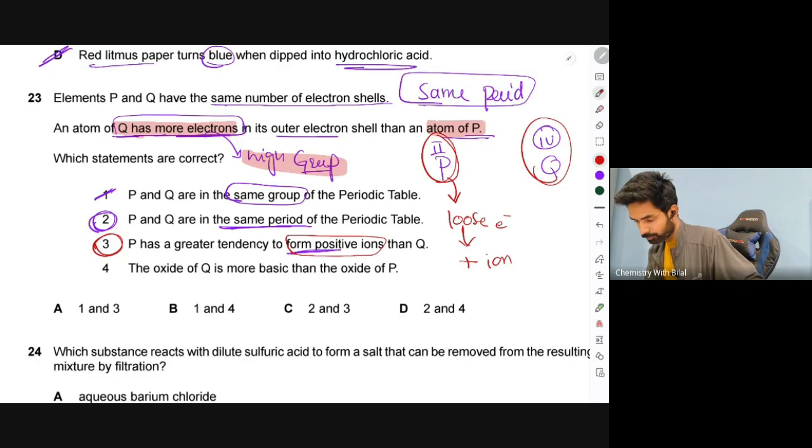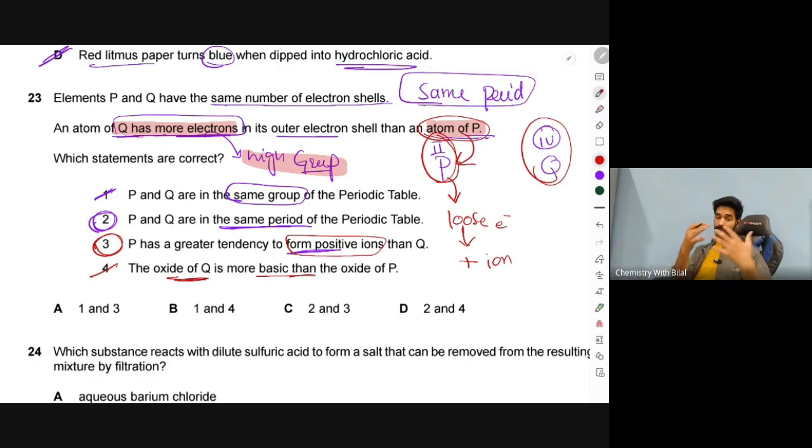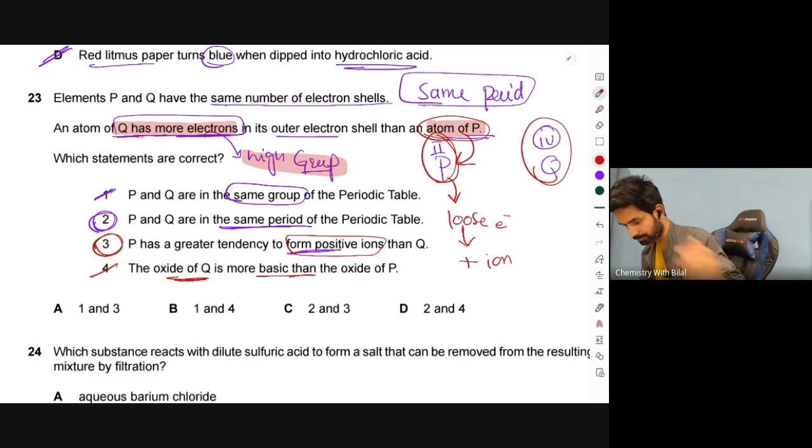The oxide of Q is more basic. No, since P is more metallic, the metal oxide of P is more basic, not Q. Because Q has more electrons in the valence shell, it is more non-metallic. It is more acidic and less basic. So 2 and 3, C must be the correct answer.